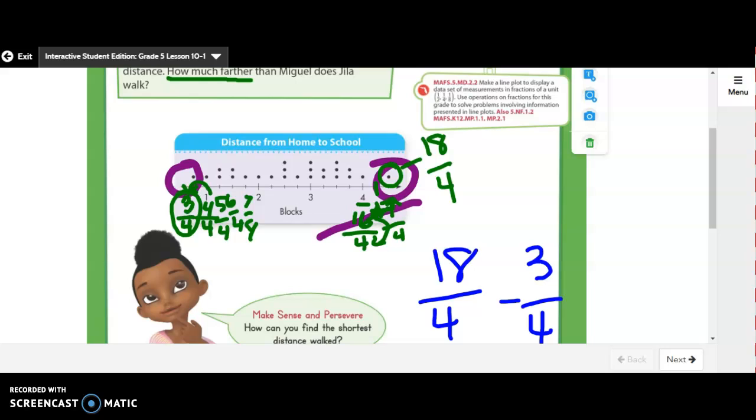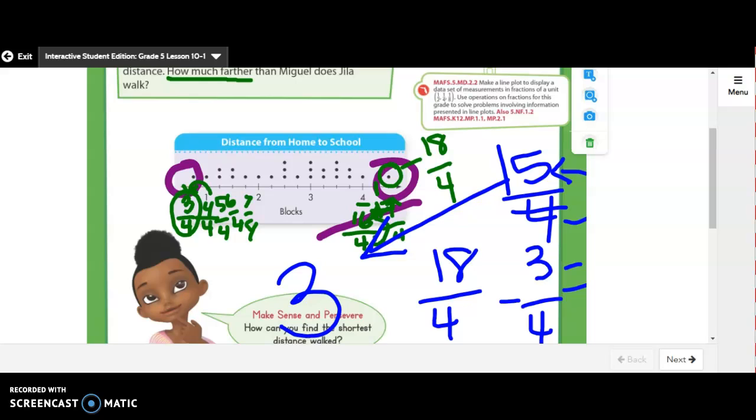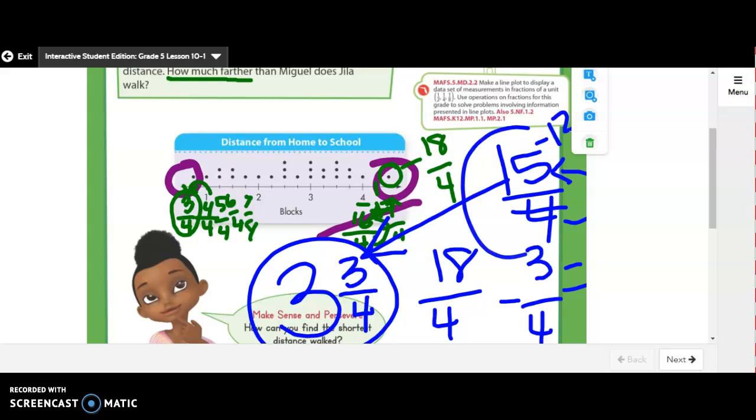18 minus 3 leaves me with 15/4. Sorry, 15/4. Okay, I have to ask myself how many times that 4 will fit into the 15 so that I can turn this back into a mixed number. It goes into 15 3 whole times, which would be 12, and that leaves me with 3 of those fourths left over. So Jilla walks 15/4 or 3 3/4 blocks farther than Miguel does.